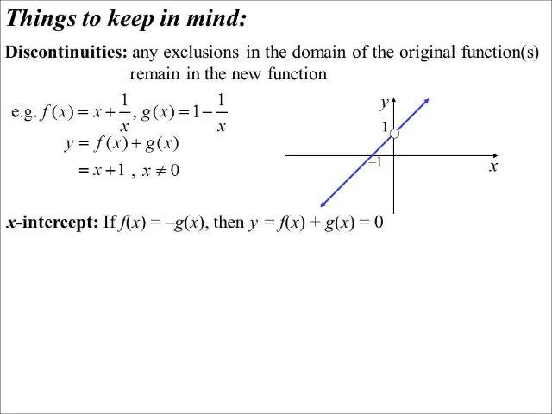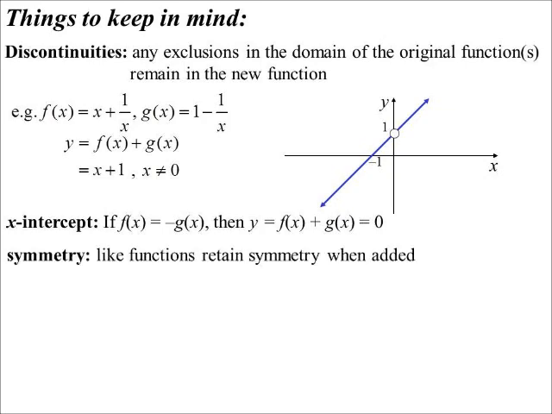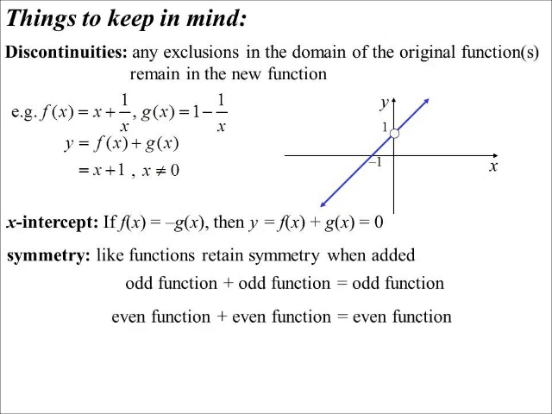X-intercepts. So when you're looking at the graph, whenever the amount above the axis is the same as the amount below the axis, well, if you add them together, they must cancel out and you'll get the x-intercept. Symmetry. You're going to retain some sort of symmetry. So remember, an odd function plus an odd function, you'll still be an odd function. An even function plus an even function will still be an even function. Odd plus even, no, you're going to lose your symmetry there.